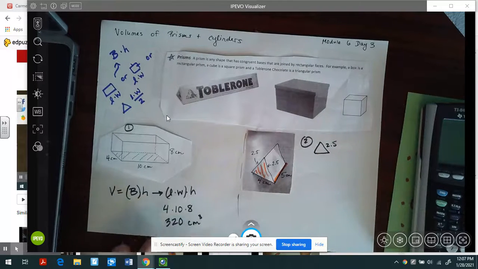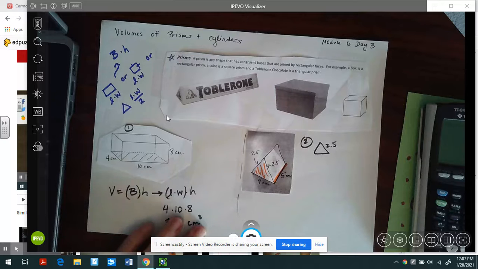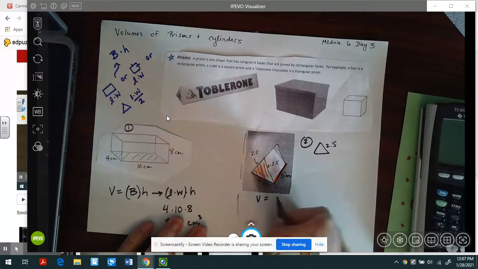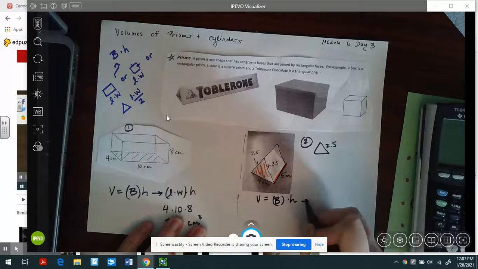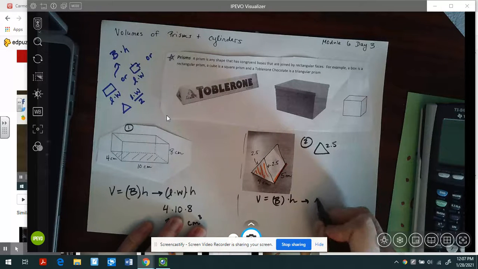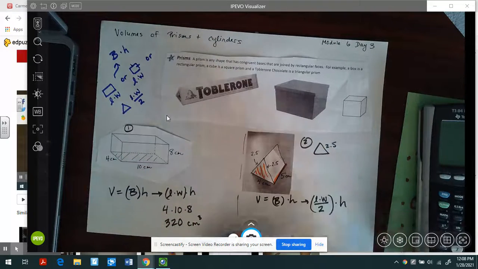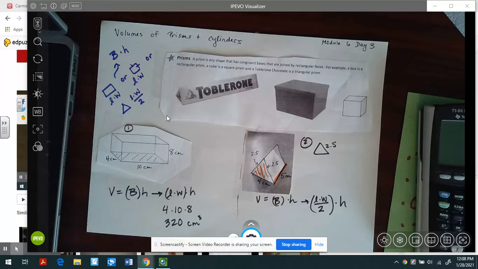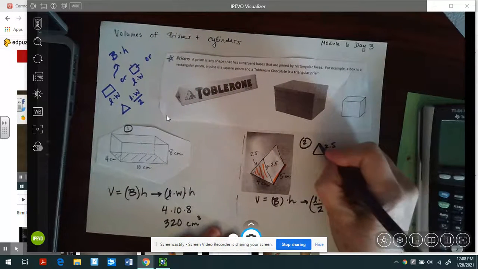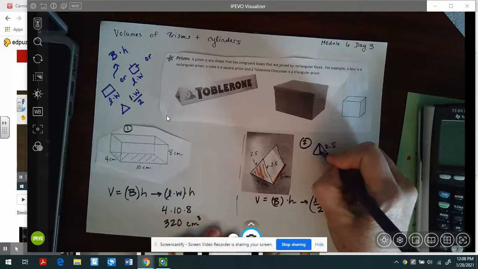Okay, base area times height is the volume. So for this problem, our base area is going to be length times width of the triangle divided by 2. And then we're going to multiply that by height. So that's going to be the hardest part, is figuring out this triangle. This triangle does not have length and width there. Length and width must be joined by a right angle. So we have to divide this triangle in half to get a right angle in there.